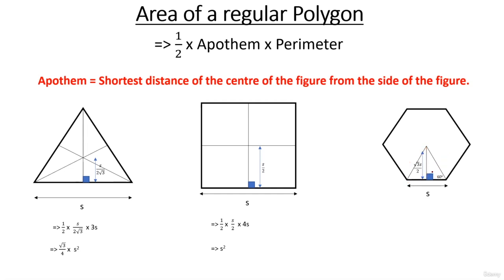From here we get the area of the regular hexagon using the formula half into apothem into perimeter: half into root 3 s by 2 into 6s. If you simplify, it's 3 root 3 upon 2 into side square. You can remember this formula: the area of a regular hexagon is 3 root 3 upon 2 into side square. All right, let's solve a question based on this.